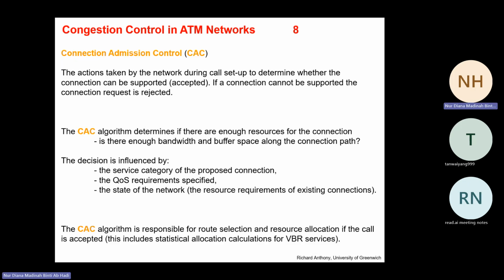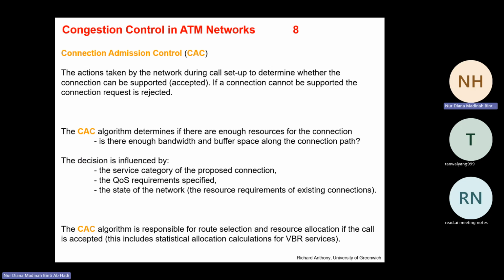So, just now I mentioned connection admission control, CAC. This is an action taken by your network during call setup to identify whether your connection can be accepted or not. If your connection cannot be supported, they will reject the request. The CAC algorithm identifies whether there are enough resources for the connection. For example, is there enough bandwidth? Is there enough buffer space along the connection path?